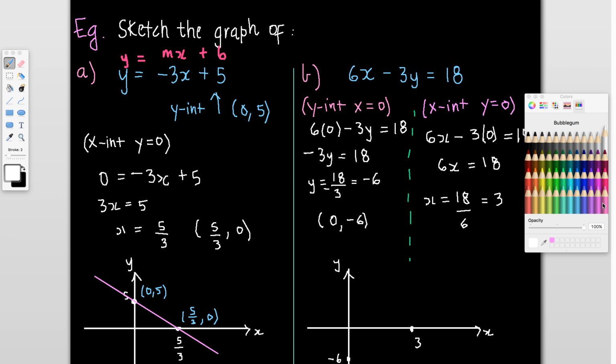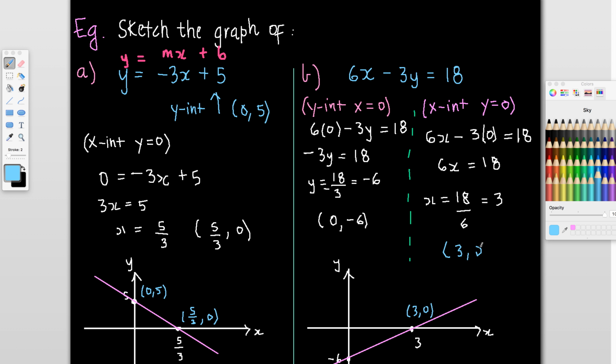I might just put these on as I missed them before. I will now connect with a straight line. And of course, label the points. So this one here, (3, 0), that's what I got here. I'll just write my coordinates. And this one was (0, negative 6). So there's my second line. So as you can see, a fairly straightforward process, provided that we always recognize y-intercept occurs where x is 0, x-intercept occurs when y is 0.